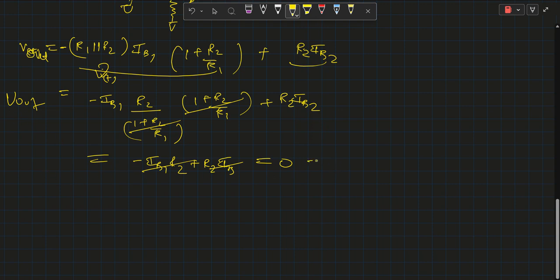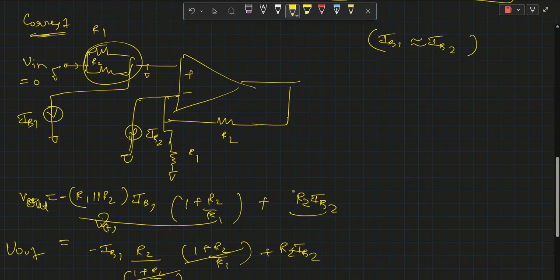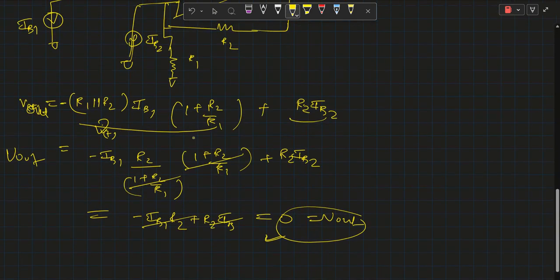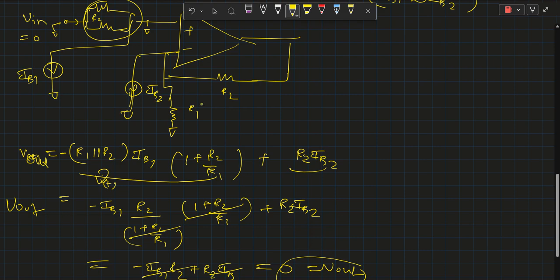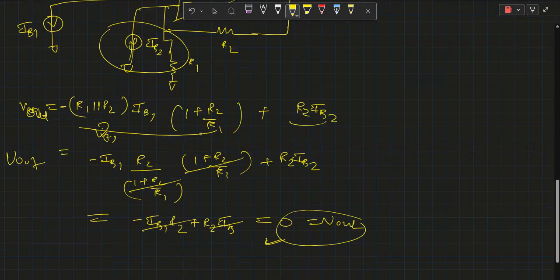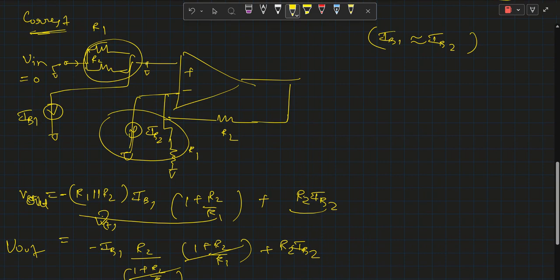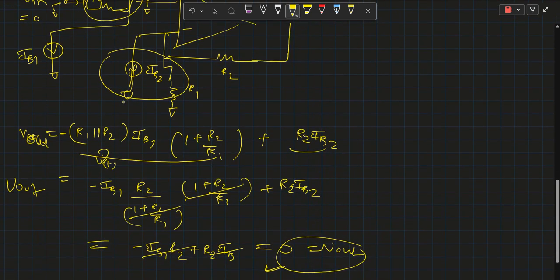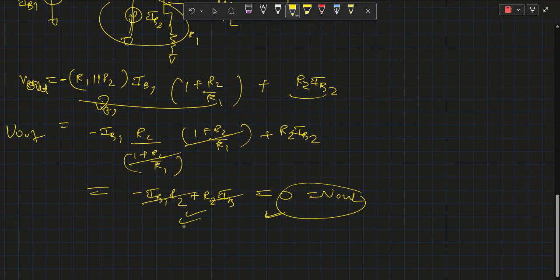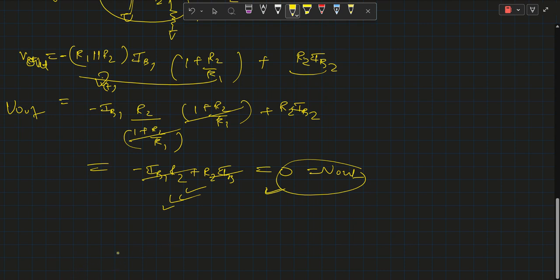So eventually V out is 0 volt, and this happens due to the parallel combination of R1 and R2. We take this as the same as R1 and R2, and eventually the offset voltage created by IB2 is cancelled out by IB1. Okay, that's how we correct it, and that's how we eliminate the non-ideality from the circuit. Thank you. I hope you like my solution.